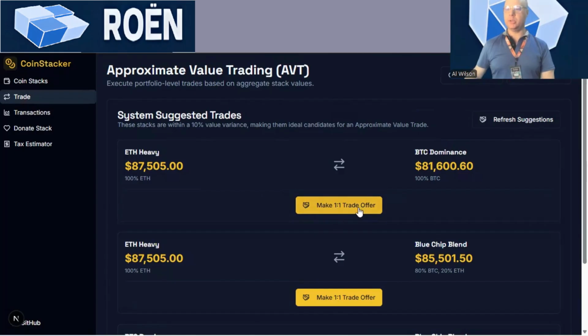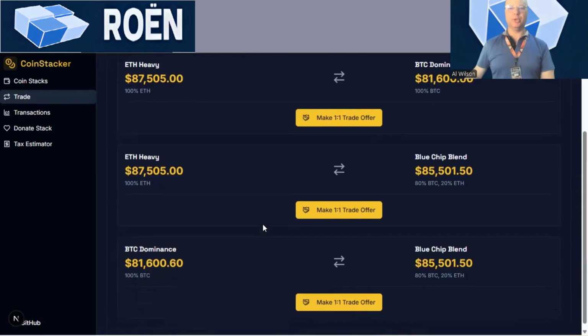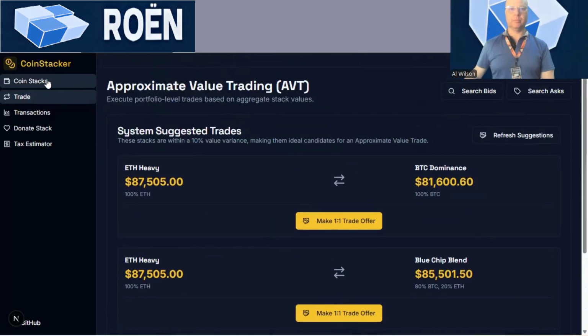You can make a one-to-one trade offer, and we can also chat with the person we're trading with. We can search the bids, and we can also search the asks to get the best or most desirable trading price.